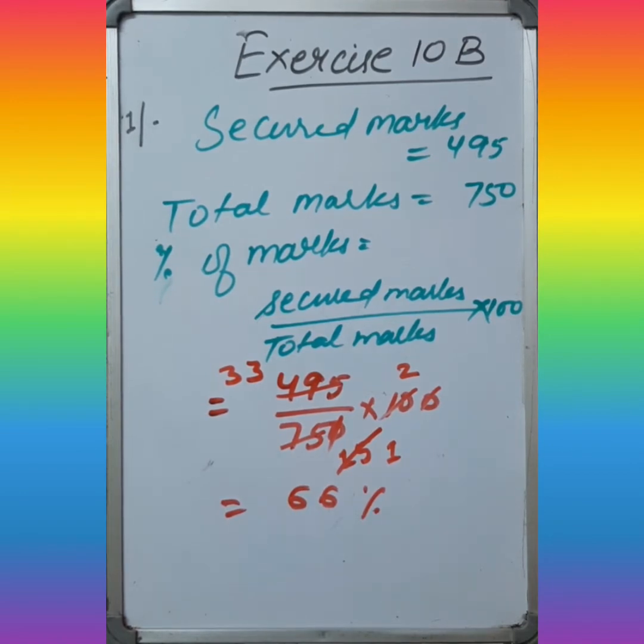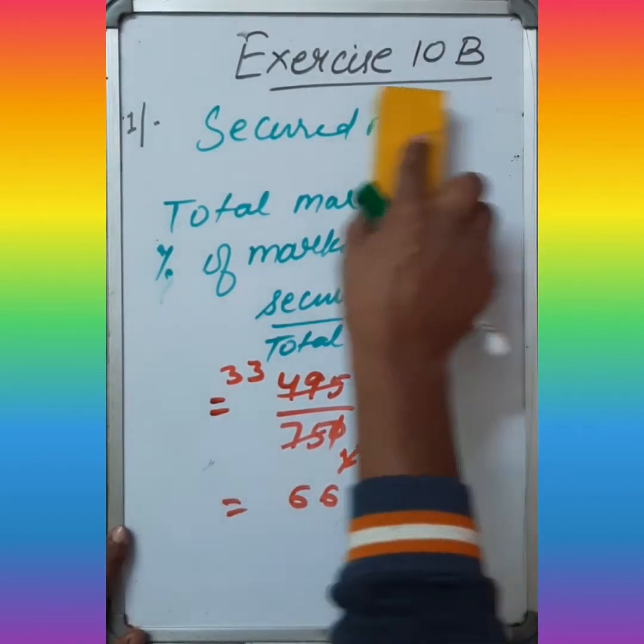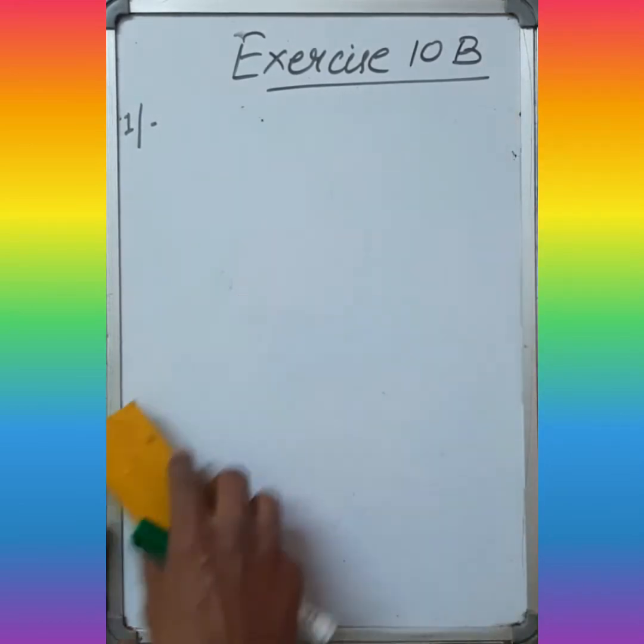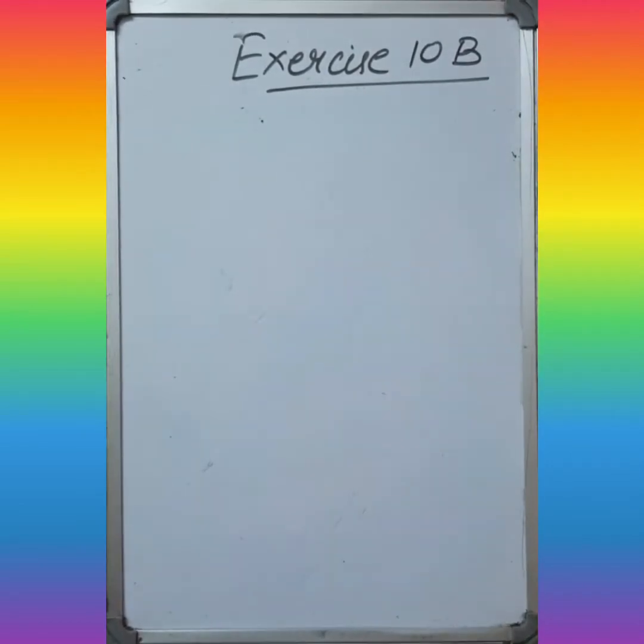Now come to question number 2. The monthly salary of a typist is rupees 15625. If he gets an increase of 12%, find his new salary. So first of all, I'm going to find the increment and then add it to the previous salary. Okay, it is a very simple question.